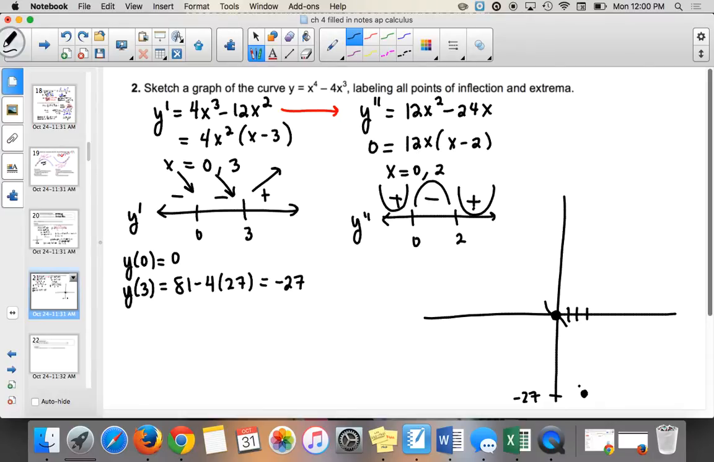Minimum, right? Do you see? Because it goes down and then up, just like we talked about. So we're looking here, and then we're looking here. All right, and then what about these other points? We have 0 and 2. So 0, that was the point of inflection.